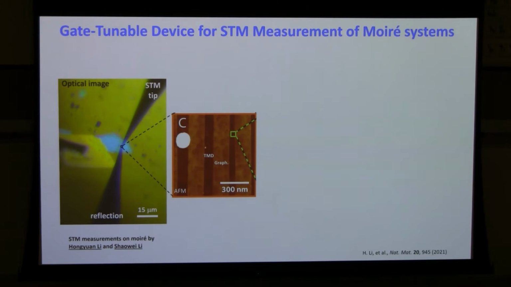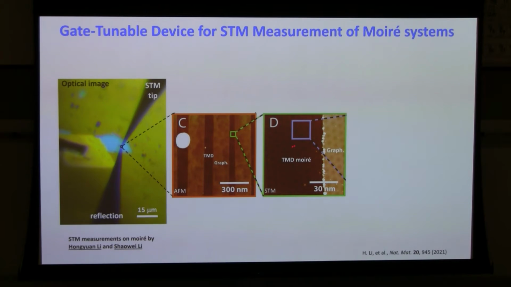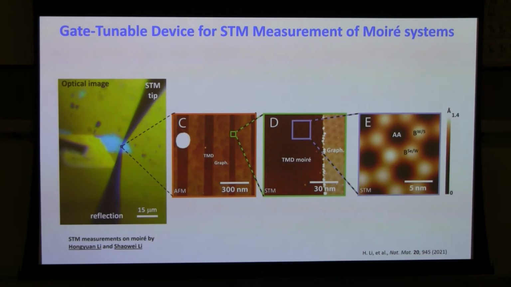Now let's zoom in some more. And now you can start to see the moire pattern. This is an STM image. You can see that periodicity. That's the moire pattern on the TMD. But you can still see the moire pattern through the graphene. Now let's zoom in even more. And now you can see the moire pattern quite nicely.